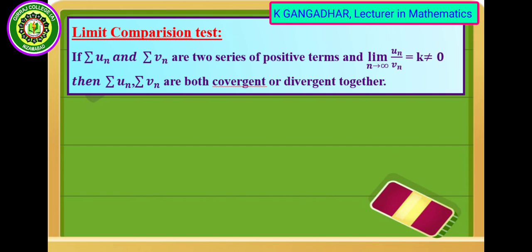So here sigma un, sigma vn are two series of positive terms such that limit n tends to infinity un by vn equal to l, a limit value not equal to 0. Then, by the test definition, sigma un and sigma vn are both convergent or divergent together.